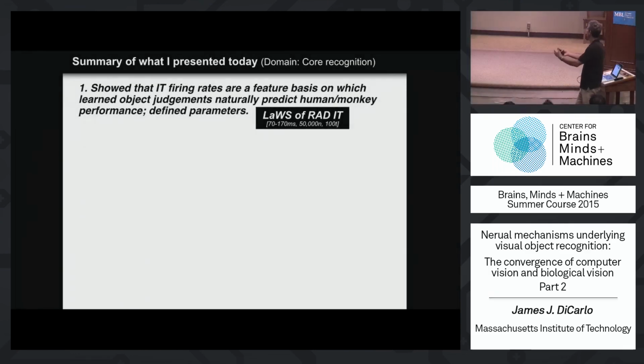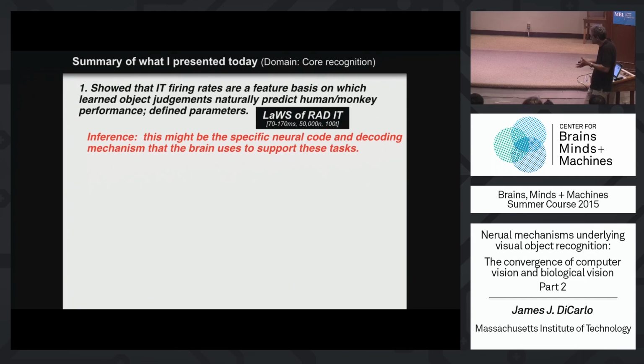This is a summary of what I presented in the second half now, showing that IT firing rates are feature-based. Learned object judgments naturally predict human-monkey performance. This is what was the laws of RAD-IT. I picked a particular model, which is a 100 millisecond read on this time window, 50,000 neurons, 100 training examples. That's one particular choice of a decode model. That's just a current set of decode models that fits a lot of our data, but not all of our data, and we also want to get finer grained data.